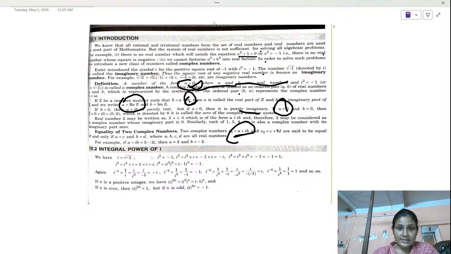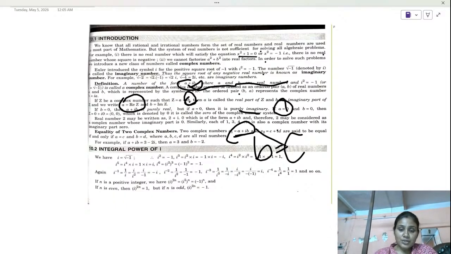That means b is equal to d. Okay. So the imaginary part should be equal and the real part should be equal among them. This is the introduction part.